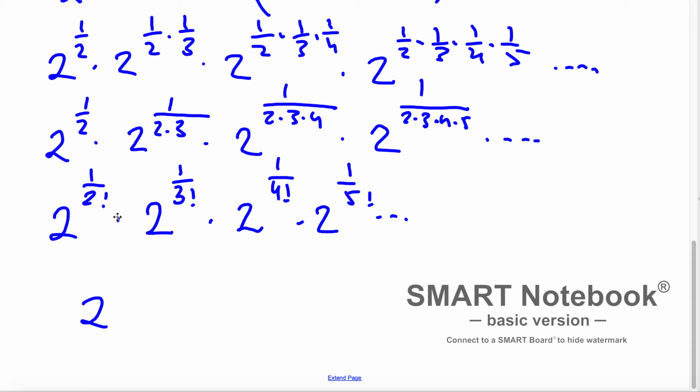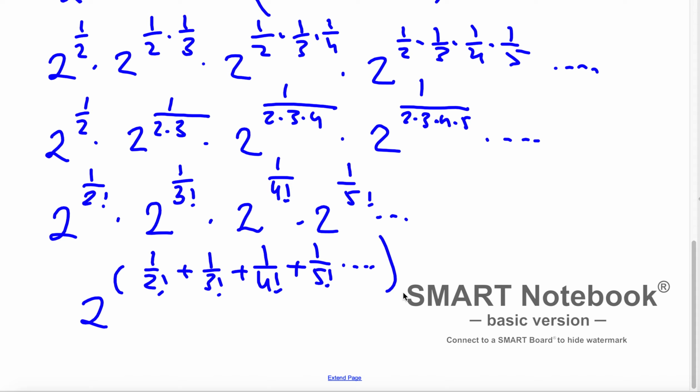And it continues forever. According to the properties of the exponents, this number I can write as 2, so the base stays the same because it's the same, and the exponent I can add all the exponents: 1 over 2 factorial plus 1 over 3 factorial plus 1 over 4 factorial plus 1 over 5 factorial, and it goes forever.